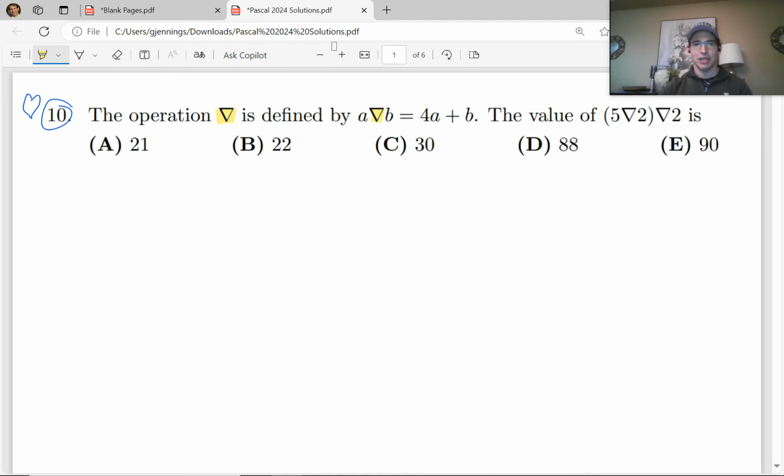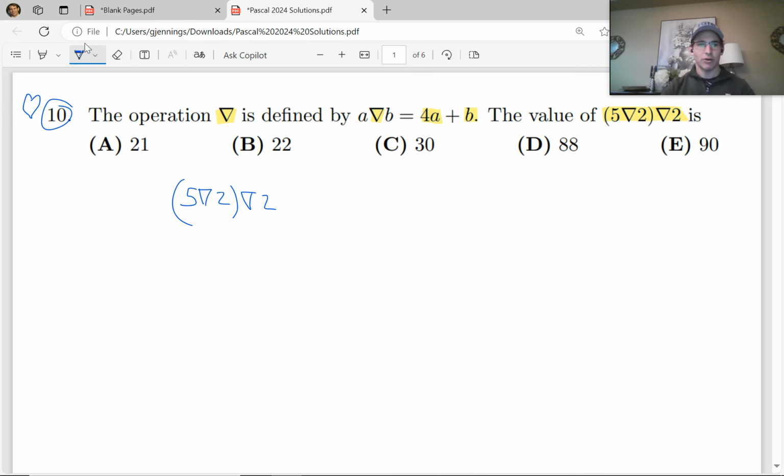So A triangle B is the same thing as take 4 times the first number and add it to the second number. Okay? This is tricky because we have to do triangle twice. Double triangle. Okay, so here's how we would do it. Of course, we do the stuff in the bracket first. So I'm just going to copy out our expression, 5 triangle 2 in brackets, triangle 2 again.